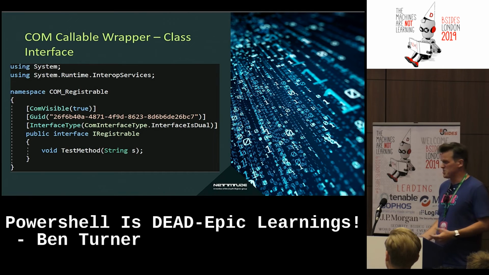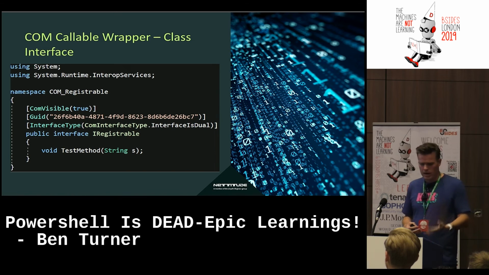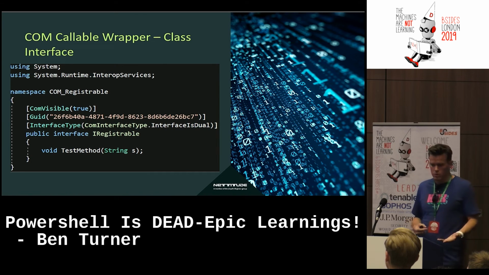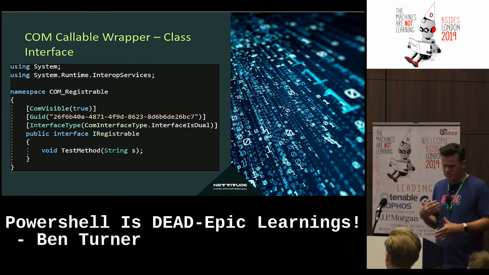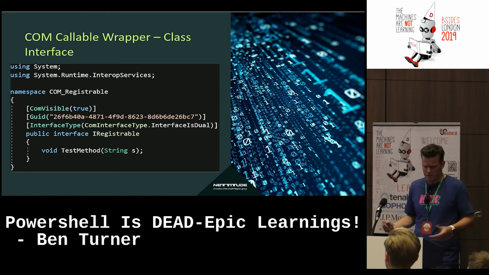So in this case, we've just got a namespace of ComRegistrable. Pretty much everything you need will be in the System.Runtime.InteropServices namespace. We just have to annotate our interface as ComVisible, give it a GUID, and give it an interface type. For this, we just use InterfaceIsDual. I just go with those.